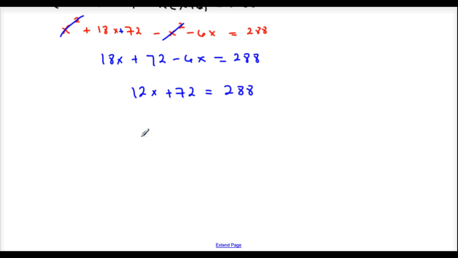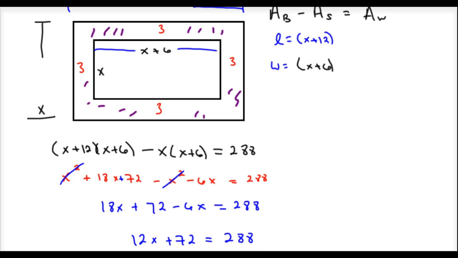Two-step equation. Solve this through. 12x equals what? 216. Very nice. Divide through by 12. X equals 18. So I have my x equals 18. So my width of this is 18. And what's my length? And 24. So the dimensions of my garden are 24 for the length, and the width is 18.